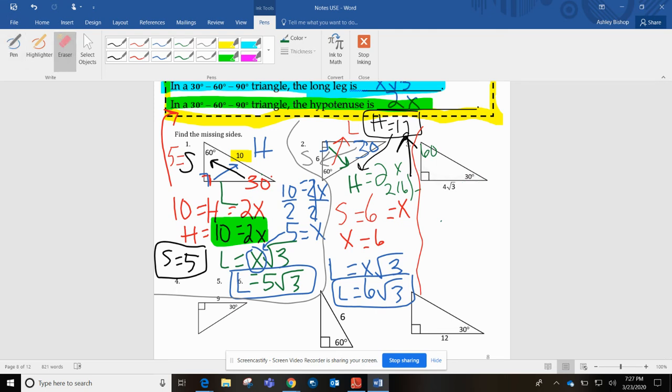Alrighty. And then now I need to label my hypotenuse, my big side, and my small side. Here's my right angle, so across from that is my hypotenuse. My short side is across from my 30 degree. So here's 30 degrees. My short side is right here. And then with that being said, my 60 degree has my long side.